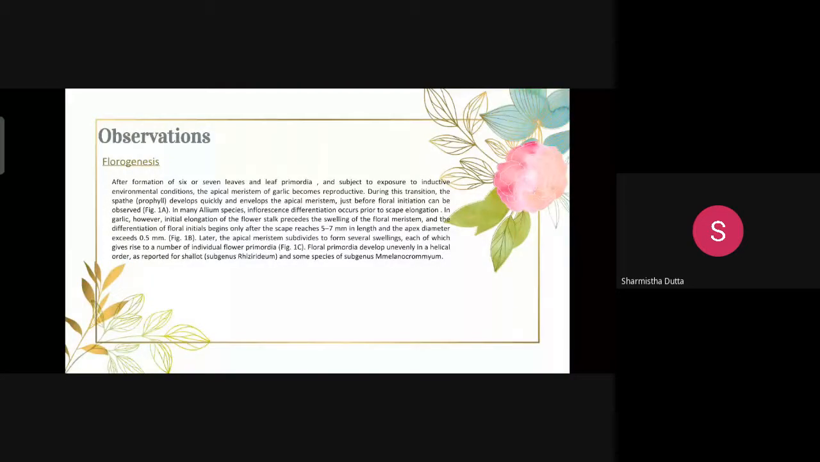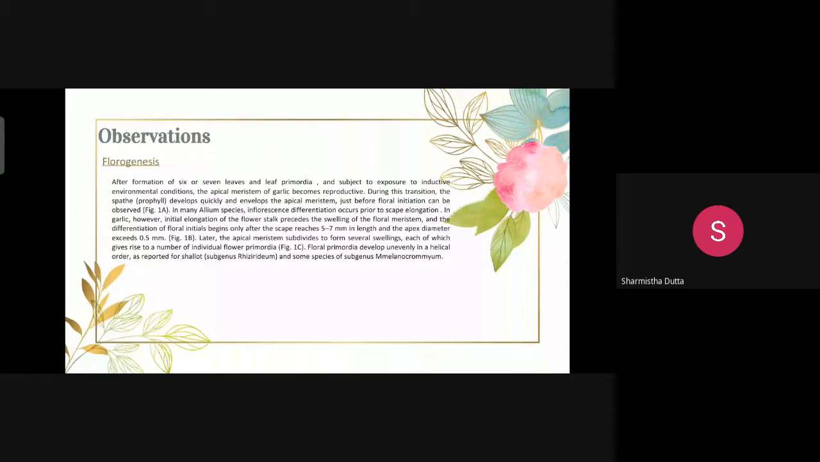And the second observation is florogenesis. After the formation of 6 or 7 leaves and leaf primordia, the plant is exposed to inductive environmental conditions in which the apical meristem of garlic becomes reproductive. During this transition, the spathe develops quickly and envelops the apical meristem just before floral initiation. In many Allium species, inflorescence differentiation occurs prior to scape elongation.